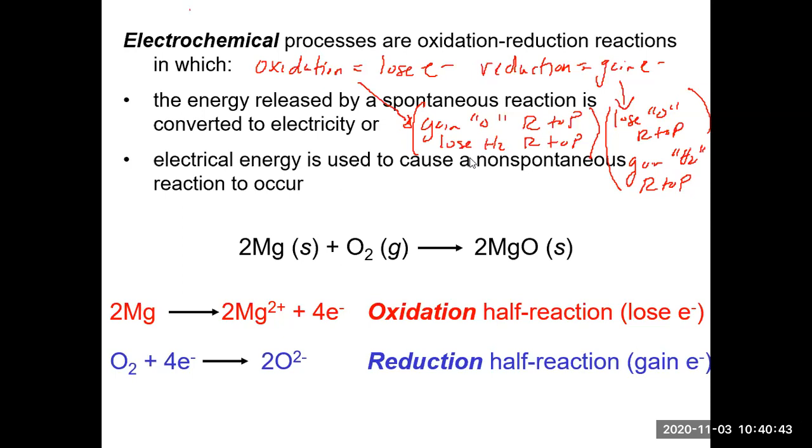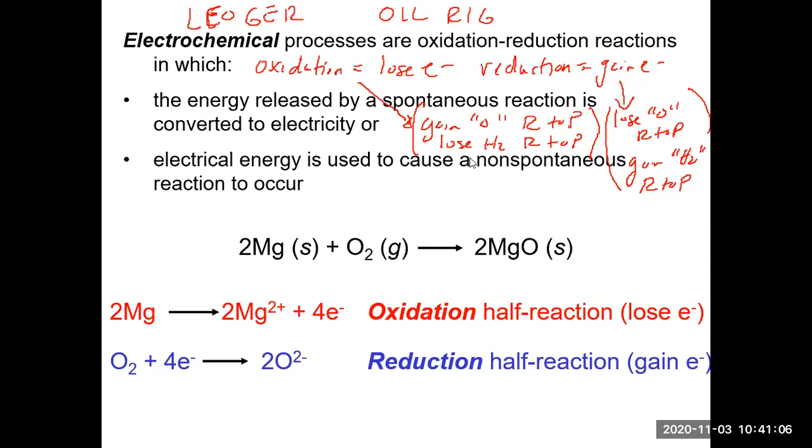Some people remember that as Leo the lion goes grr: loss of electrons, oxidation; gaining of electrons, reduction. Some people are fond of the oil rig: oxidizing is losing, reducing is gaining. You can use both. You don't have to choose. Put Leo the lion on the oil rig and he goes grr. So you don't have to actually choose one. You could use either one.